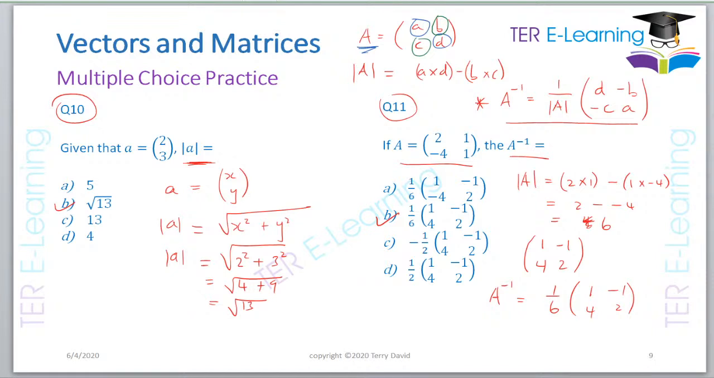Alright, so this is just a process that you all need to know how to do. How do we find the inverse of a matrix? There's a process. Find the determinant, then you need to find the adjoint matrix, and the inverse is simply 1 over the determinant multiplied by the adjoint of the matrix. So the answer is B for question 11, right?